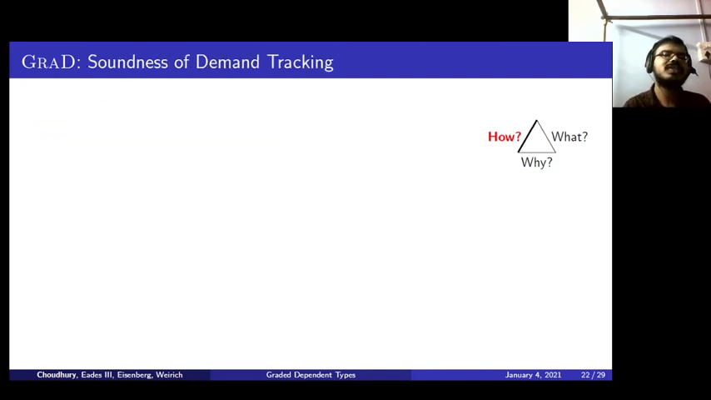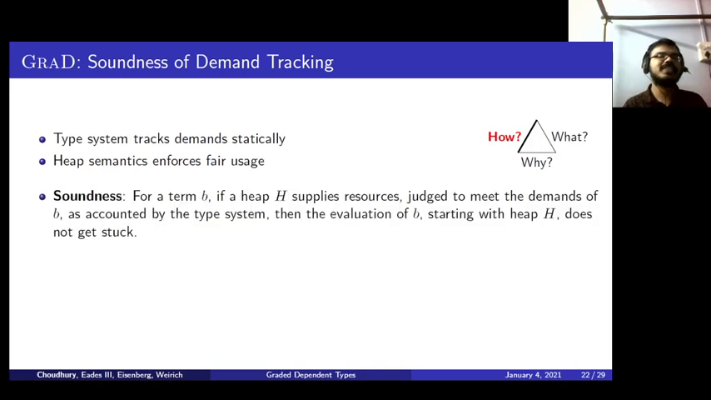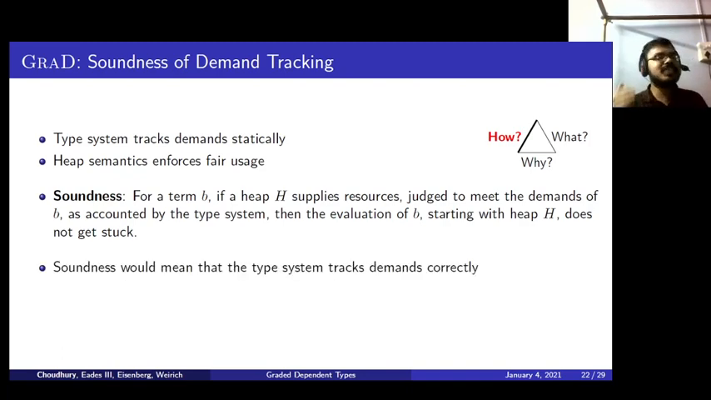Now with these rules, let us consider soundness. Our type system tracks demand statically. Our heap semantics enforces fair usage. So in simple terms, soundness would mean that well-typed terms do not run out of resources. Let's make this statement precise. So soundness is: for a term B, if a heap H supplies resources judged to meet the demands of B as accounted by the type system, then the evaluation of B starting with heap H does not get stuck. This would mean that the type system tracks demands correctly because evaluation of B does not get stuck.